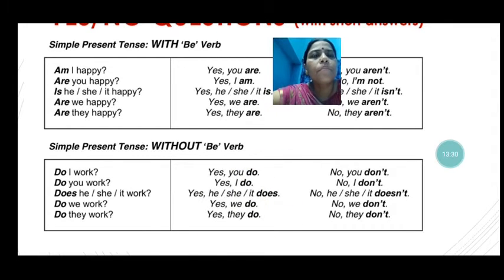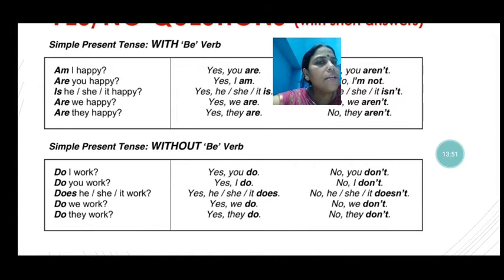Okay. Now see with do. Do I work? Yes, you do. No, you don't. Asking the person, do I work? Then the person is saying, yes, you do. Do you work? Now ask the same person, do you work? Saying, yes, I do. No, I don't. Does he, she, it work? Yes, he, she, it does.